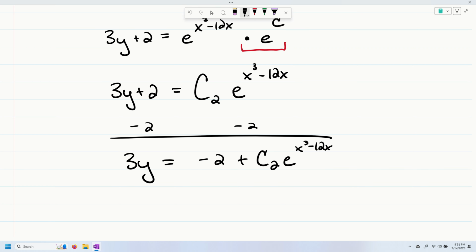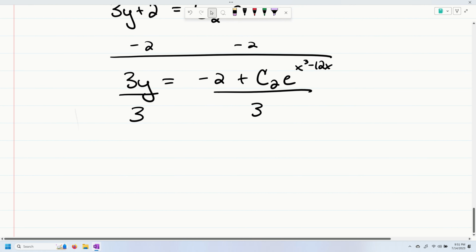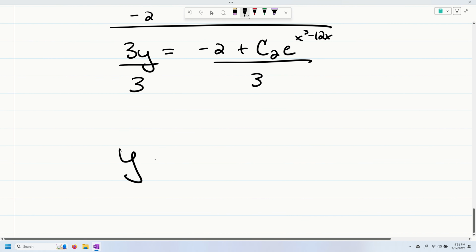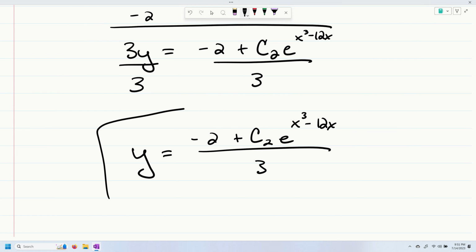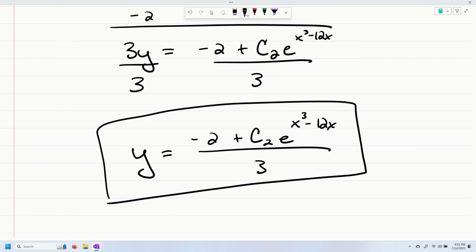All right? And finally, divide everything by 3. So I end up with y equals, well, let me write that cleaner. y equals negative 2 plus c2 e to the x to the third minus 12x, all divided by 3 for a final solution. Now, there is something I do want us to go back and look at. And that's going to be all the way back up here.